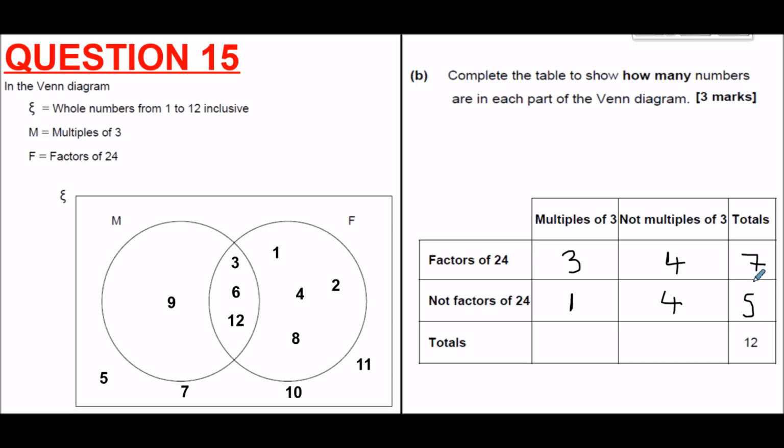As a double check, this column adds up to 12 like it should do. 7 plus 5 is 12. So just make sure these columns add up as they should. 3 plus 1 is 4, and this one 4 plus 4 equals 8. So that row adds up to 12, and the column adds up to 12, and so that's question 15 complete.